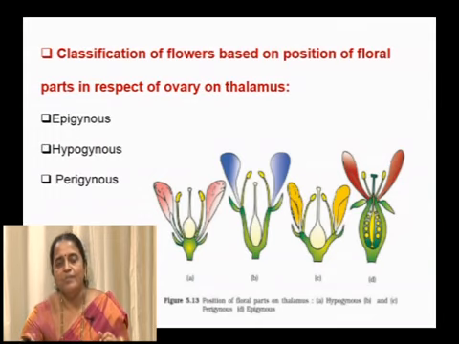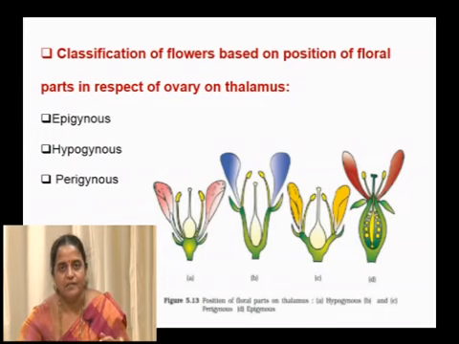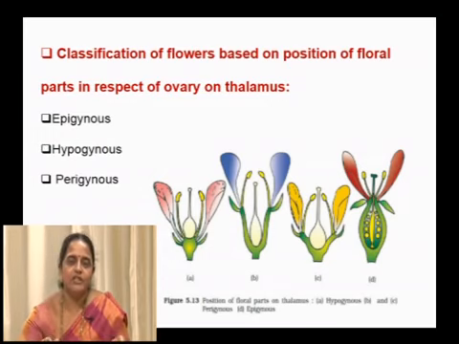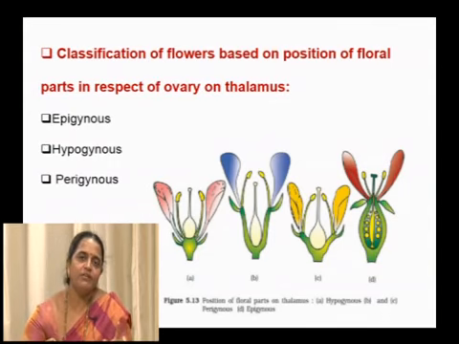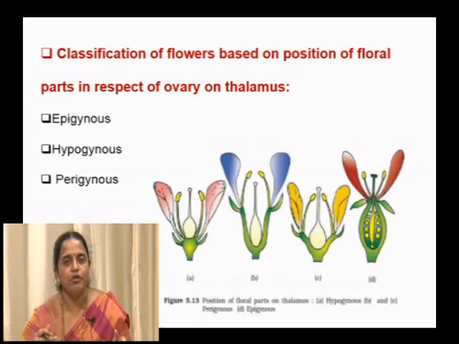The last diagram showing the thalamus is like a flask shaped. Ovary is highly protected inside and remaining whorls are arranged above that. This kind of arrangement is found in epigynous flowers. So, the flower with superior ovary is hypogynous. The flower with half superior half inferior ovary is called perigynous. The flower with inferior ovary is called as epigynous.